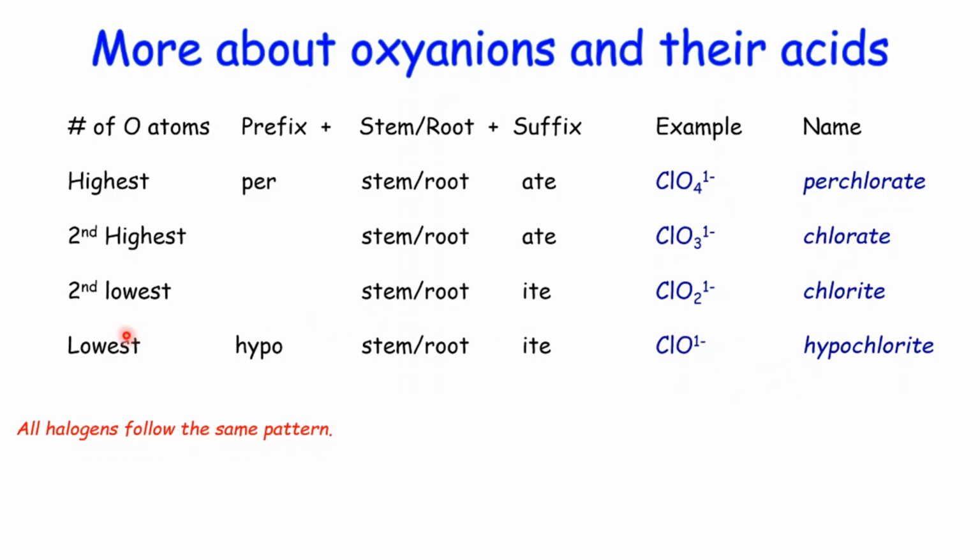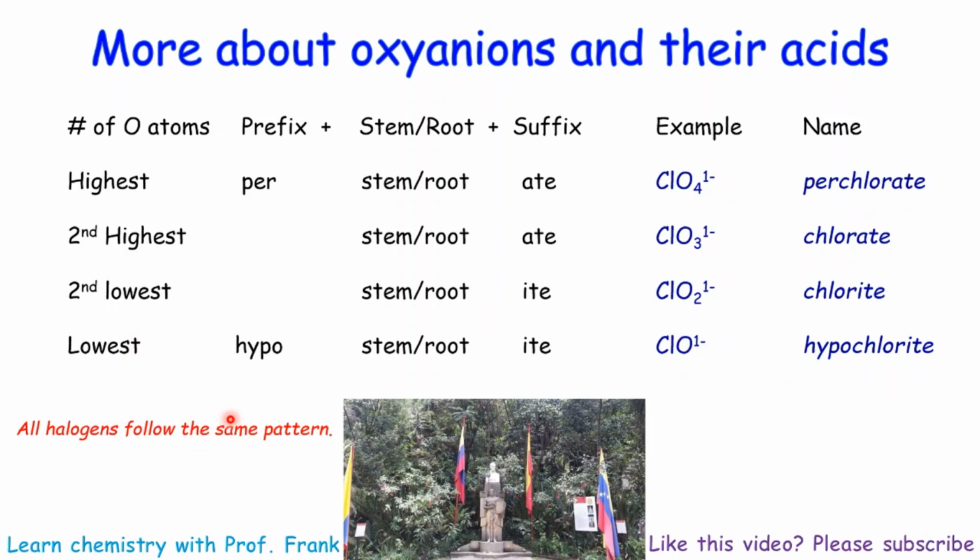Okay, and all the halogens should follow the same pattern. It's not just chlorine. You can replace Cl with Br. You can replace Cl with I. And of course, if you replace Cl with Br, this one would change to bromate. Hypobromite.